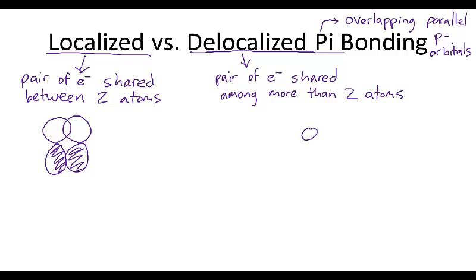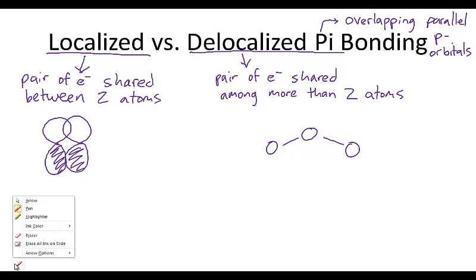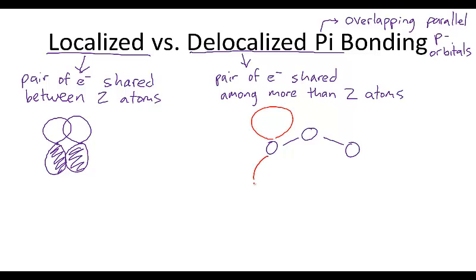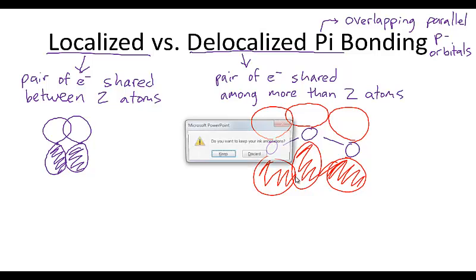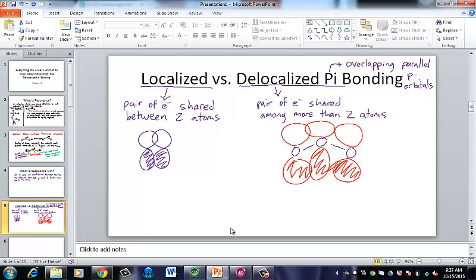You'd have your 3 oxygen atoms, and all 3 of them could have p orbitals lined up parallel to each other. And I didn't make them all overlap very well, but the idea is you have more than 2 atoms with parallel p orbitals. So I'm going to give you a visual for that, or a few visuals.